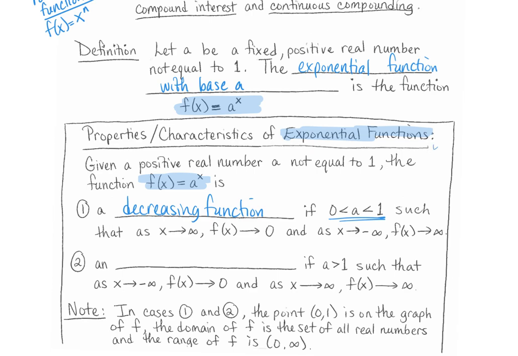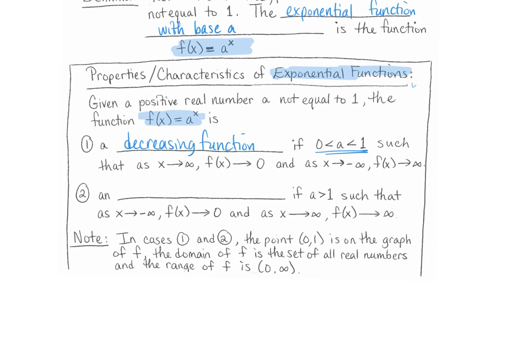So the next property of an exponential function: given a positive real number a not equal to 1, the exponential function f of x equals a to the x is an increasing function if a is greater than 1, such that as x approaches negative infinity, f of x approaches 0, and as x approaches infinity, f of x approaches infinity.